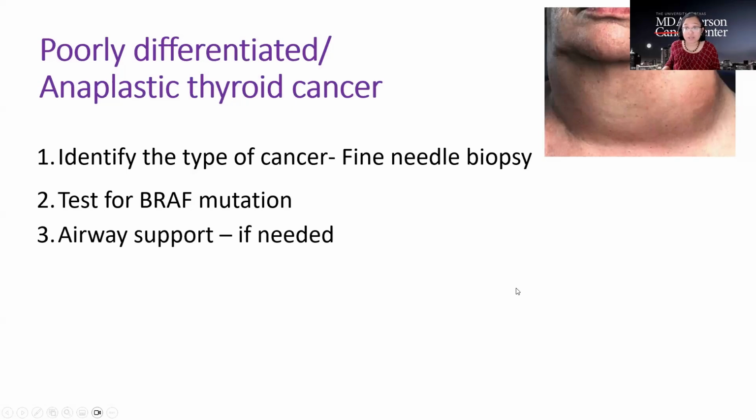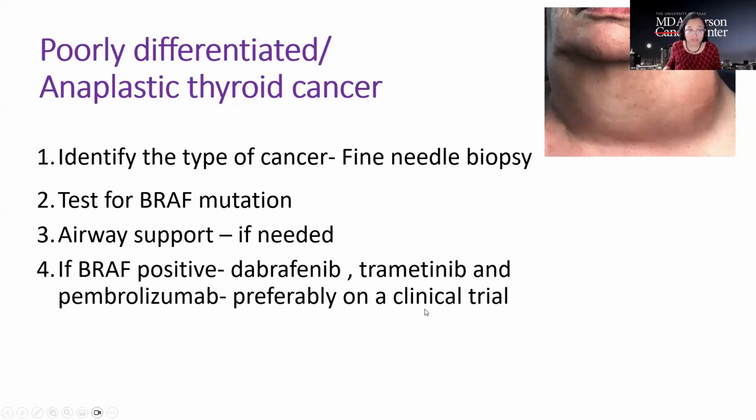And some of these patients need airway support. That means if we are waiting for this molecular testing, which at our center, the BRAF takes about 24 to 48 hours, whereas external centers may not have a quick turnaround time. In the meantime, we don't want the patients to have trouble breathing. So sometimes they may get a tracheostomy done.